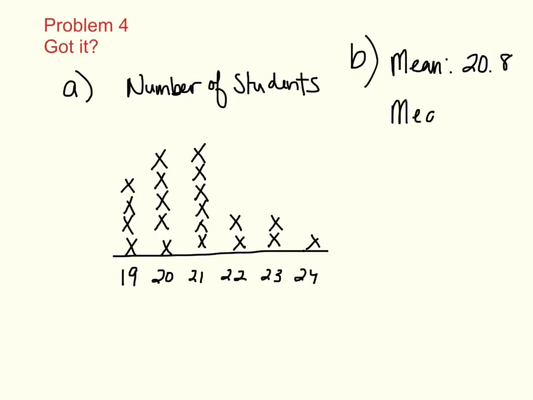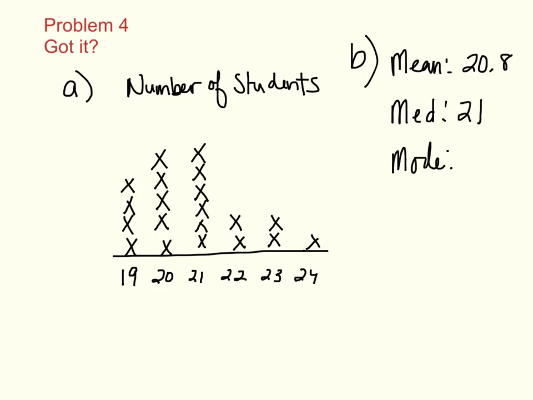The median. The median is the middle number. Now here's a little trick. You don't have to put them all in order. If there are 20 numbers, that means the 10th and 11th number would be your middle scores. So you just count 1, 2, 3, 4, 5, 6, 7, 8, 9, 10, 11. So we know the two middle numbers are both 21. Well, if you found the average of 21 and 21, it'd just be 21. So your median is 21.